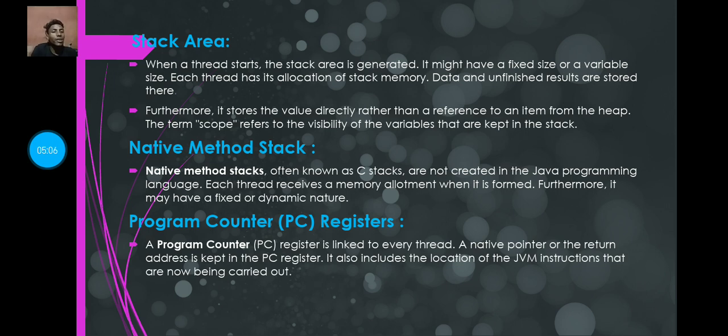Native method stack. The native method stack, often known as a C stack, is not created in the Java programming language. Each thread receives a memory allotment when it is formed. Furthermore, it may have a fixed or a dynamic size. Program counter or PC register. The PC register is linked to every thread. A native pointer or a return address is kept in the PC register. It also includes the location of the JVM instruction that is currently being carried out.